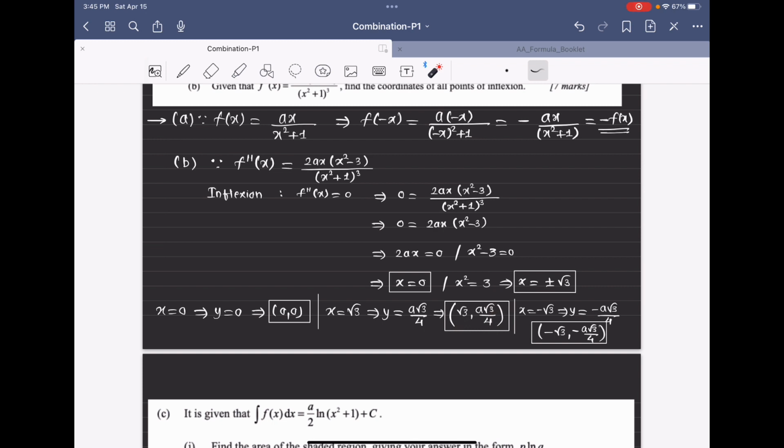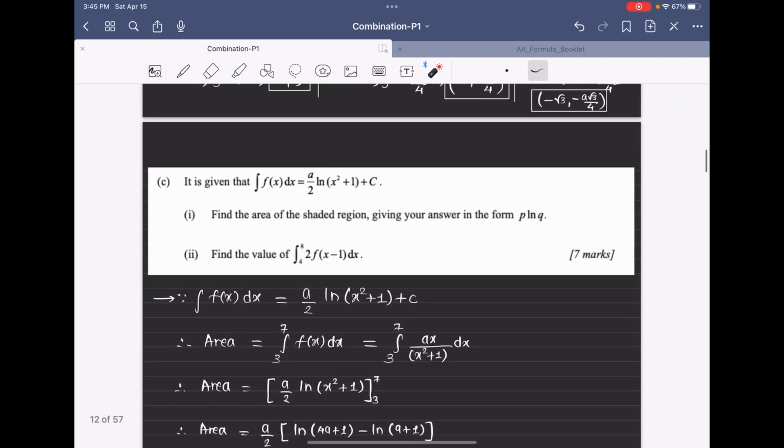And the third point is x is equal to minus root 3. A into minus root 3 is minus a root 3. And minus root 3 square is plus 3 plus 1 is plus 4. So minus a root 3 upon 4. So these are the 3 points of inflection.